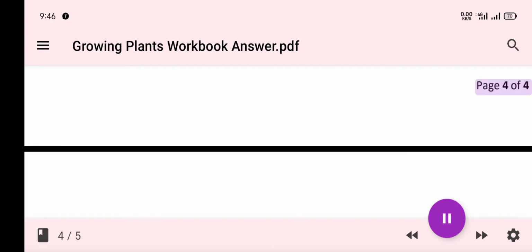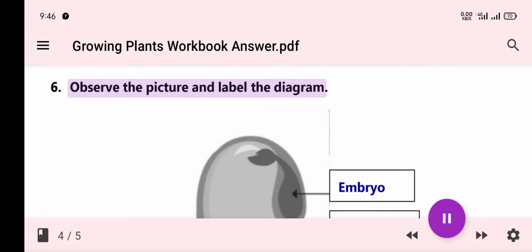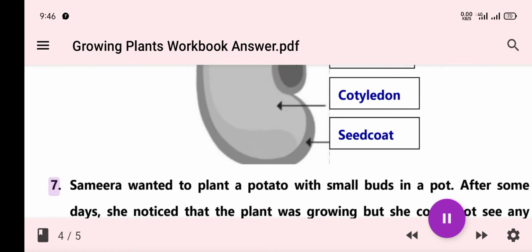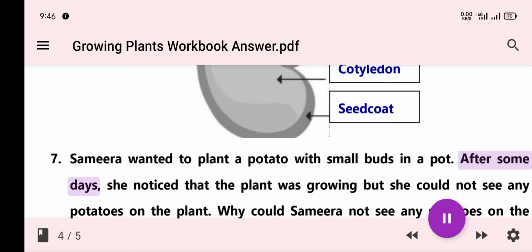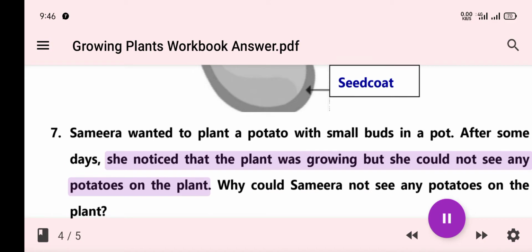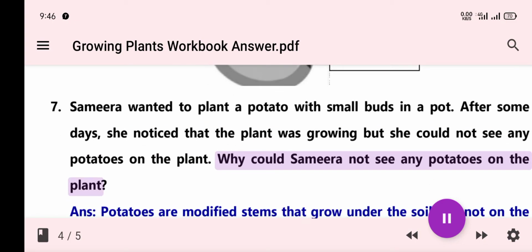6. Observe the picture and label the diagram. 7. Samira wanted to plant a potato with small buds in a pot. After some days, she noticed that the plant was growing but she could not see any potatoes on the plant. Why could Samira not see any potatoes on the plant?